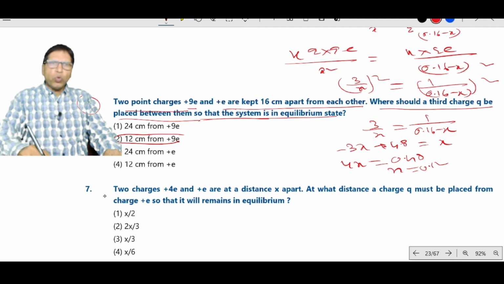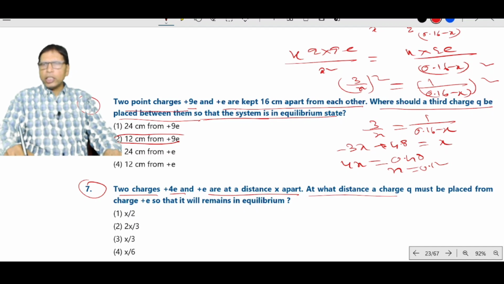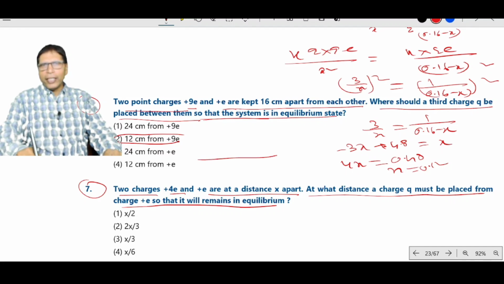Okay. Now question number 7. Two charges 4E and E are at distance x apart. At what distance must a charge Q be placed from the E so that it will be in equilibrium? So it is the same problem as that in 6. Look at this. This is the 4E, this is the E, this is the charge Q. This distance will be R. Now total distance is x, and we have to calculate R. So this is x minus R.